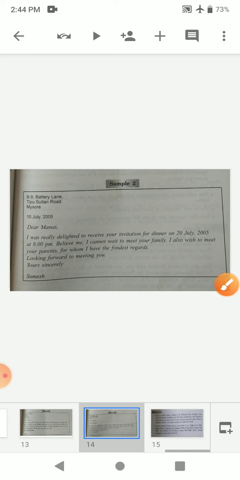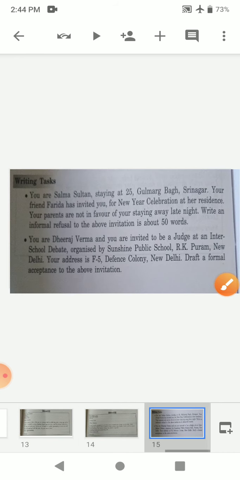He has written the address, date, and salutation. Then he's writing again in first person: I was really delighted to receive your invitation for dinner on. Again, he's mentioning the date and venue. Believe me, I cannot wait to meet your family. So this informal kind of language is being used here. I also wish to meet your parents, for whom I have their fondest regards. Looking forward to meeting you. Yours sincerely, Somesh.